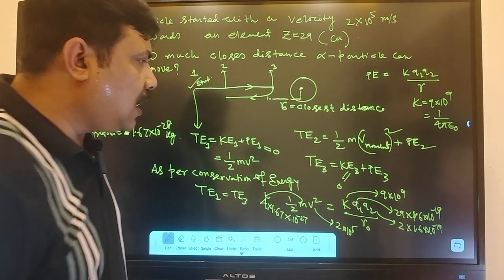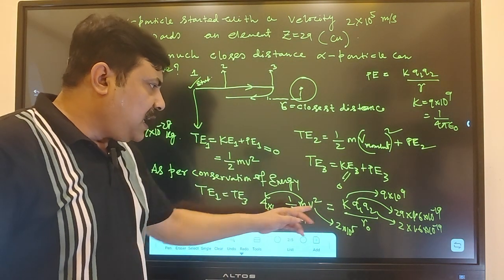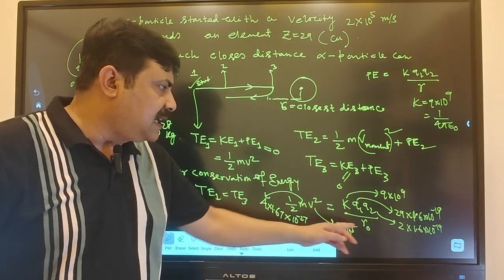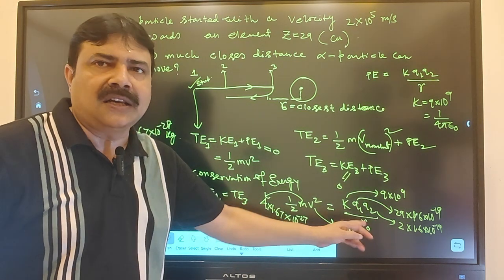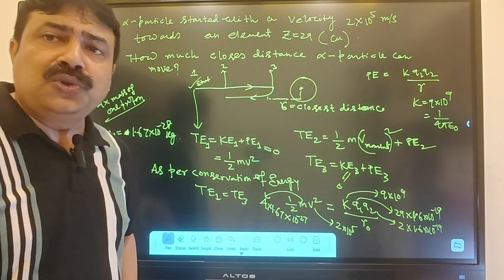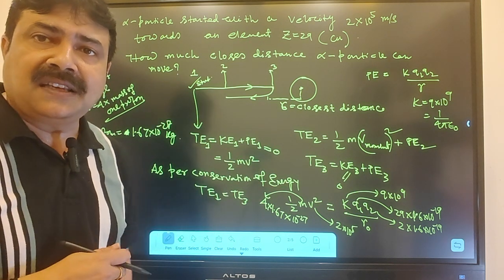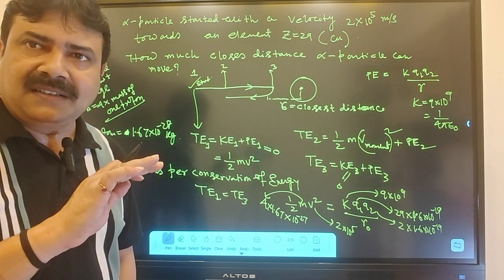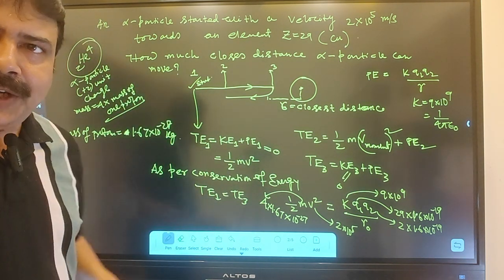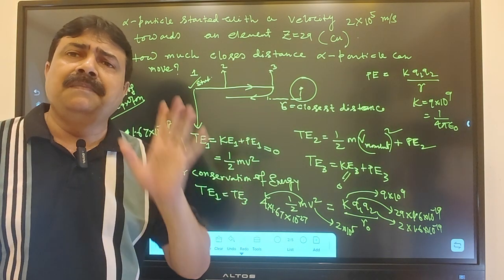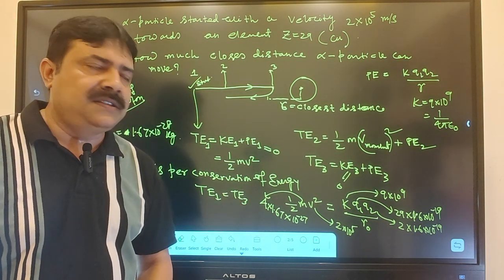Now look, all the values we know; in one equation only one unknown is there, and that is R naught. This R naught will be the closest distance in meters. Why? Because everything we put in SI units. Is it clear? I am just giving a briefing. What do we do over here? Just simply apply the conservation of energy.